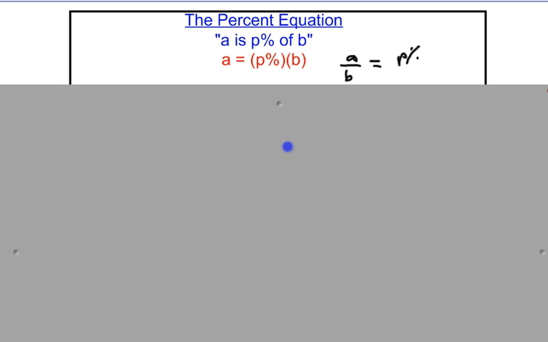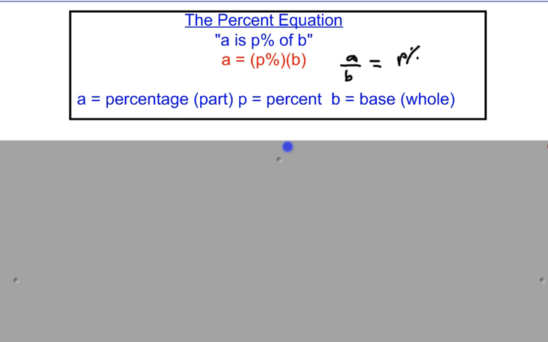These words are what really give us some difficulty. A is the part. A is some part, percentage. Percentage is the part. P is a percent. Do you see how we have that little word percent in both of those pieces? Which is why it gets really confusing.